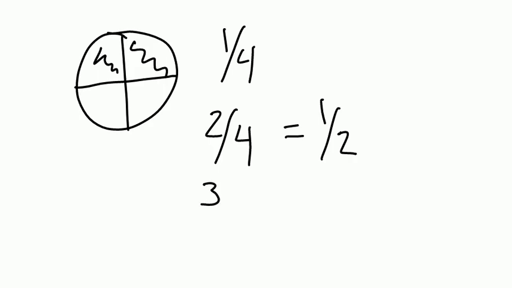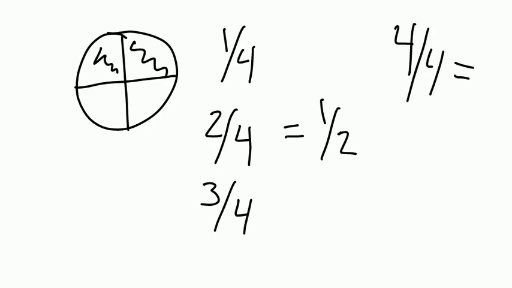If you had 3 pieces, you had 3 out of 4. If you had 4 pieces out of 4, you had 1 whole pizza. Now we'll look at that again with eighths.